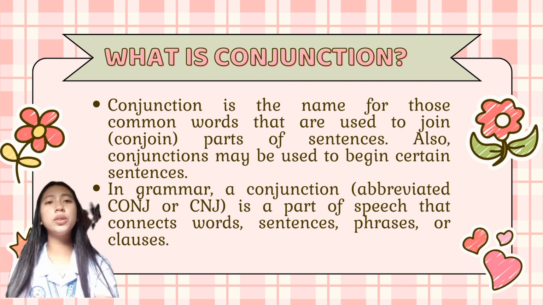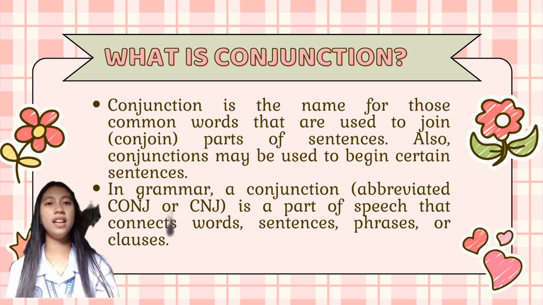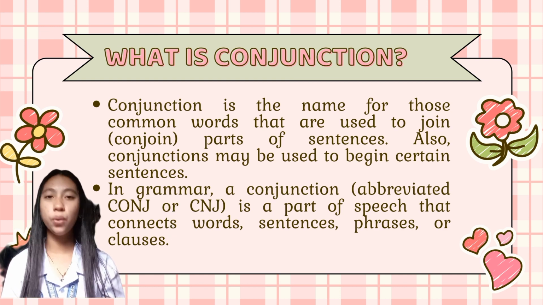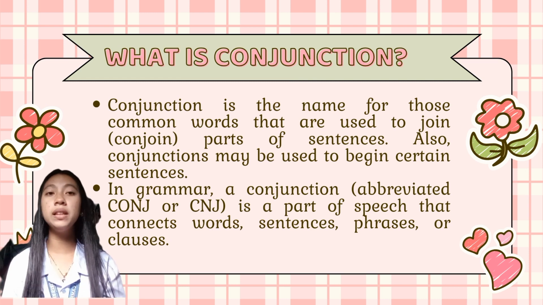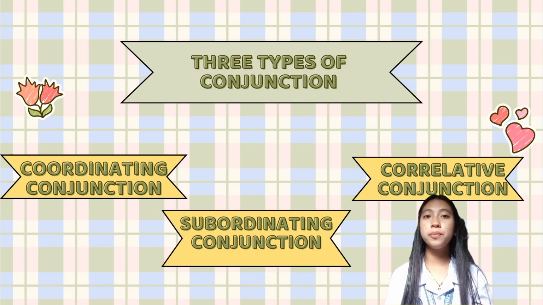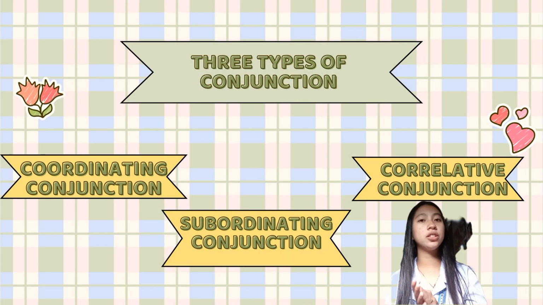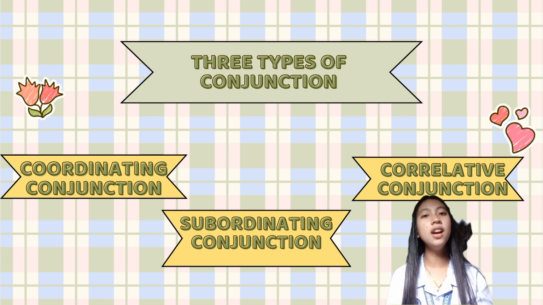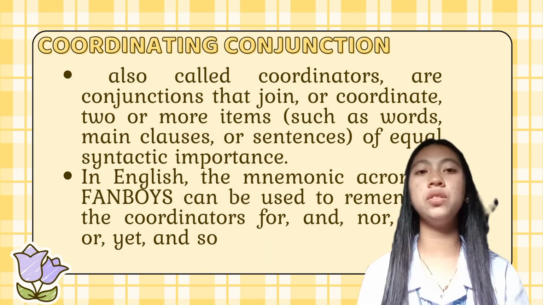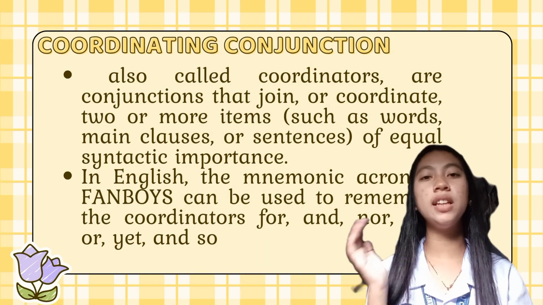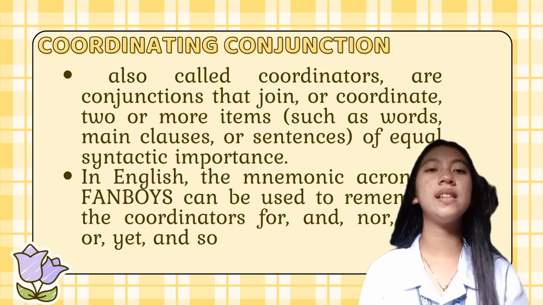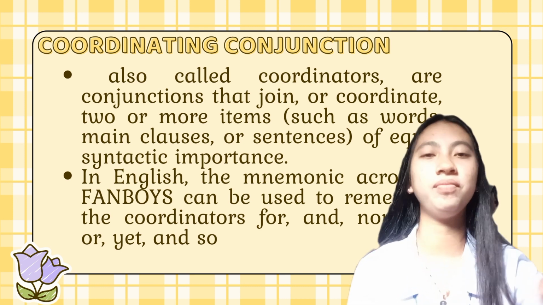So, again, what are the two types of clauses? Yes, that's right. The independent and dependent clause. So, now let's learn about the different types of conjunction and its uses. So, the three types of conjunction are coordinating conjunction, subordinating conjunction, and correlative conjunction. Let's delve into the first conjunction, which is the coordinating conjunction. So, kindly please read, Miss Lamina.